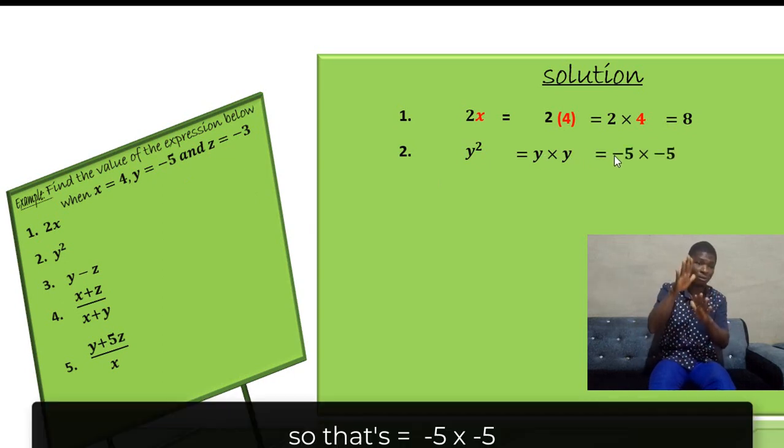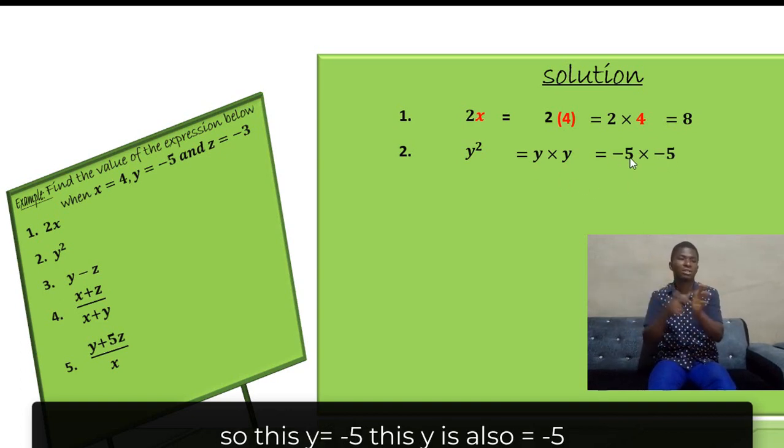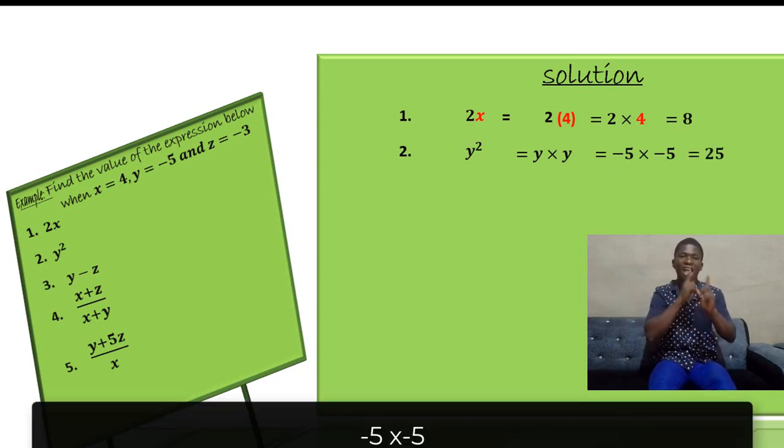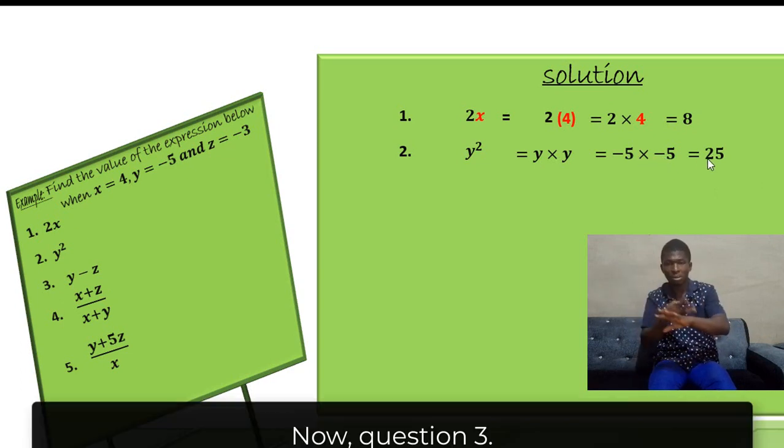So that equals minus 5 multiplying minus 5. This y is changing to minus 5 here, and this y is also being replaced by minus y. And you have your answer to be minus 5 multiplying minus 5. That is plus 25. Positive 25.